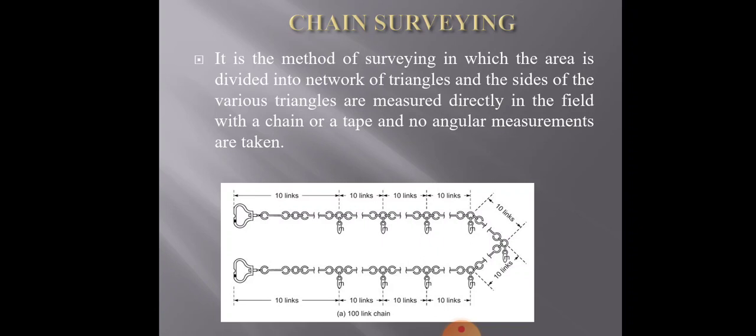Chain surveying is used when the ground surface is more or less level, a small area is to be surveyed, and a small scale map is to be prepared. By chain surveying, the formation of well conditioned triangles is easy.